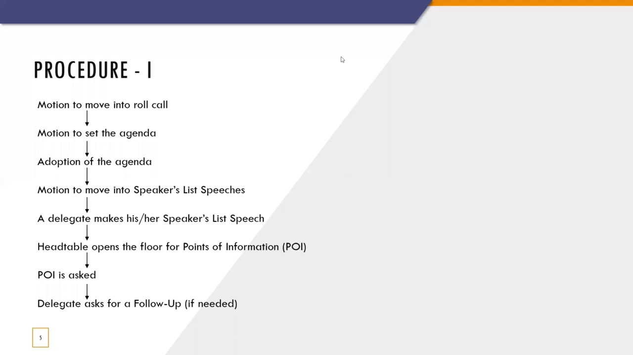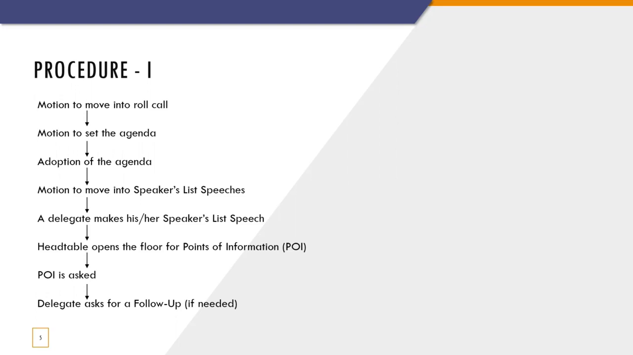Once you've made your speaker's speech, the chair will ask you if you're open for any points of information. Points of information, put in simple words, are just questions that some delegates may have to ask you. This may be based on the content that you made in the speech. For example, if the topic was to do with abortion, and if I was Saudi Arabia, then Saudi Arabia's policy, the Sharia law, is against abortion. So my speech would be on the lines of why abortion is wrong and why it's not allowed in Saudi Arabia and why it shouldn't be allowed anywhere else.